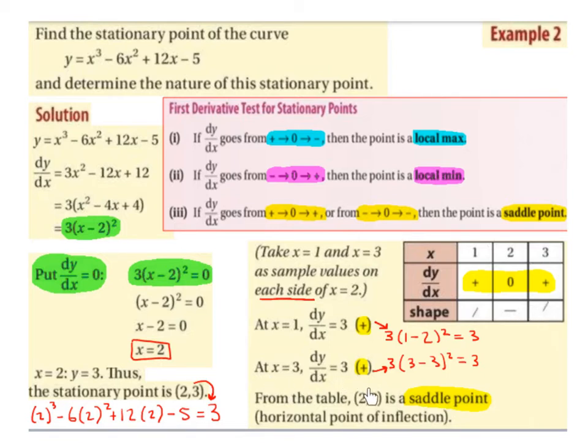So from the table, (2, 3) is a saddle point, otherwise known as a horizontal point of inflection. We've gone from positive slope to slope of 0 to positive slope, so we know we've got a saddle point. If we'd gone from negative slope to 0 to negative slope, we would also have a saddle point.